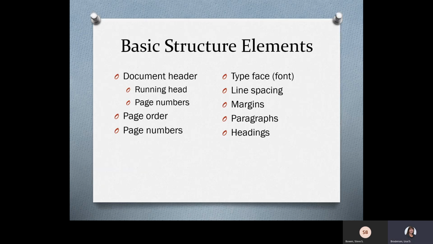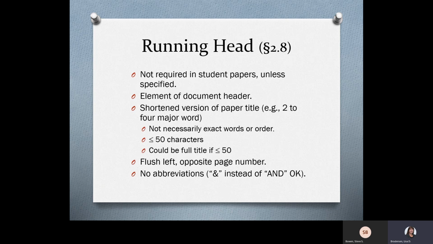So these are some basic structural elements of an academic paper. You're going to have a document header, which is basically the top margin from the top edge of the paper to the 1-inch margin that you're going to be setting up. And there's a little bit of information you put in there, the running head, which student papers are not required to include, but your instructors may require that. So I talk about it for that reason. And then the page numbers. And then we'll talk about page order, again, page numbers, typeface, line spacing, margins, paragraph headings that you can use to organize the paper.